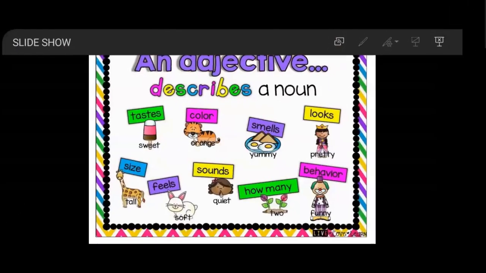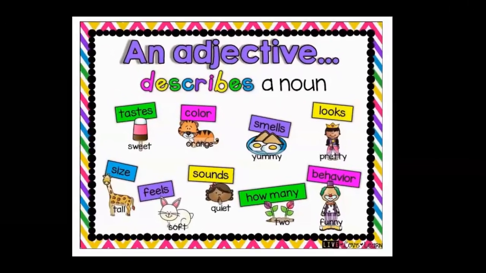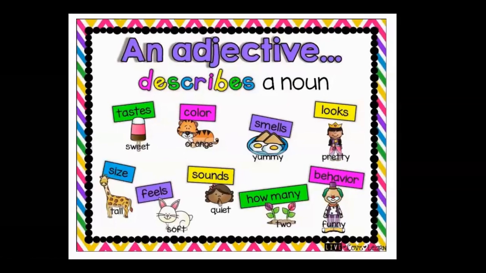Okay, let us have a quick revision of what is an adjective. An adjective describes a noun. Okay, describe means it will tell us something about noun. It can tell us how the noun is, about its taste, color, smells, looks, size, how it feels, sounds, how many, and behaves. So in short, adjective tells us about a noun, a special thing about a noun.